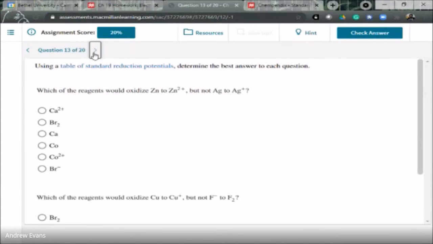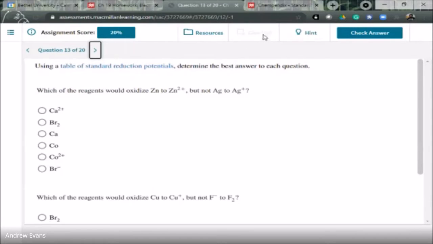So they have to oxidize zinc, bromine, calcium, cobalt 2 plus. And they're purposely throwing in some ones that are going to be stupid. Okay, I'll do just half of this because once you see what you need to do, it's self-explanatory.